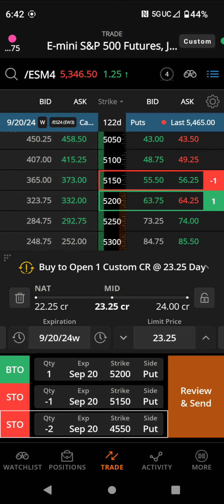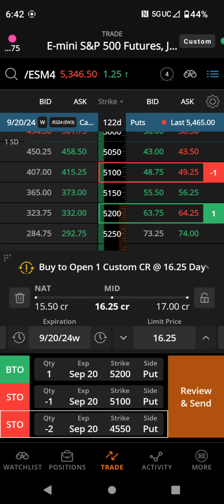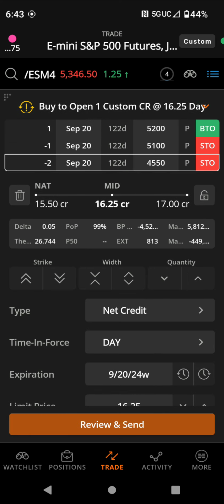Now what we're going to do is switch the widths of these. Instead of a 50 width, let's go to 100 width on the debit spread. Obviously your net credit will be lower because you have to pay more for your debit, and the buying power is actually less. It's only 4,500 or so, under BP in the middle here. So it uses up less buying power, which is one of the pluses.